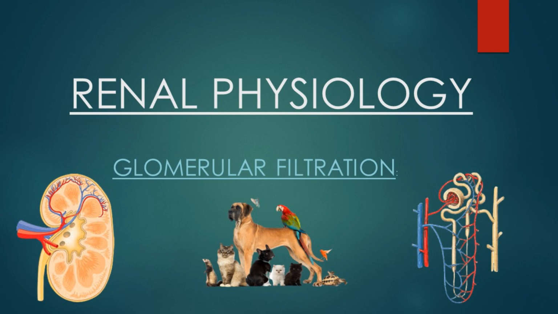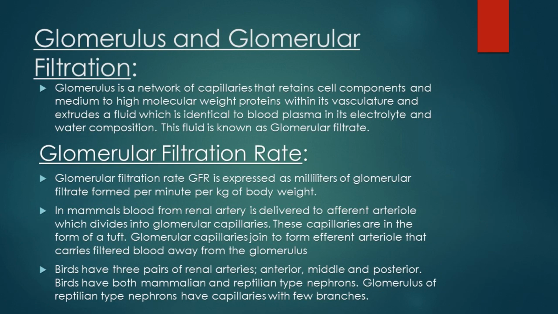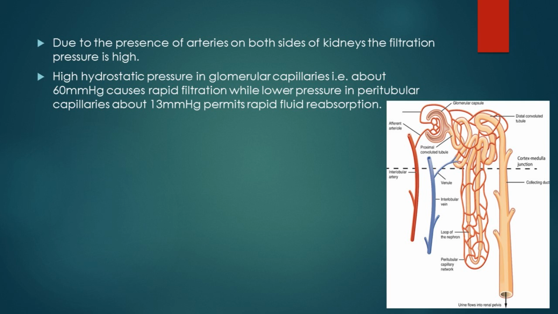Today the topic of my discussion is glomerular filtration. Glomerulus is actually a network of capillaries and it is the very first part of the nephron. In the structure of the nephron, after the glomerulus there comes Bowman's capsule, then the proximal convoluted tubule, then the loop of Henle, then the distal convoluted tubule, and finally the collecting ducts.